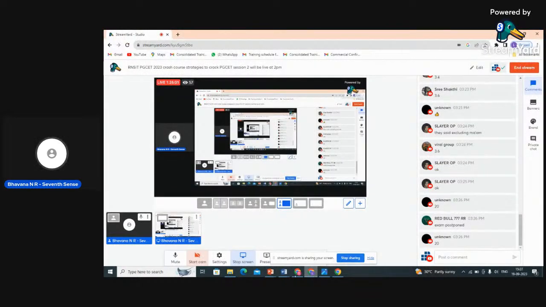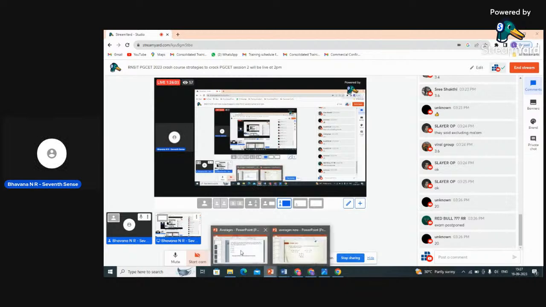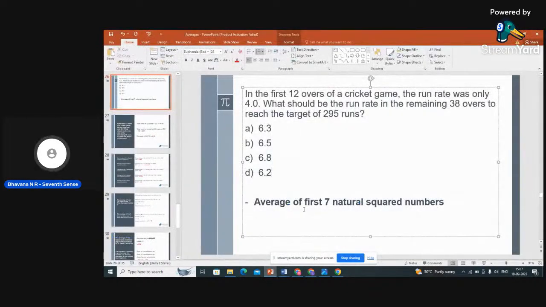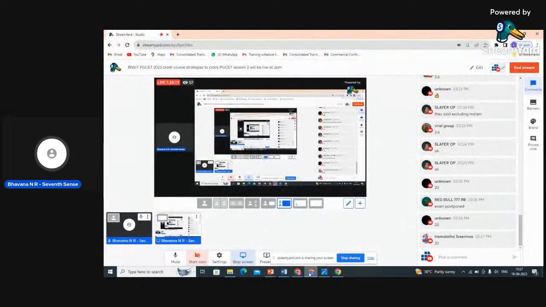What is the answer for this? The average of the first seven natural square numbers. So what is the answer? It's 20. The answer is 20.